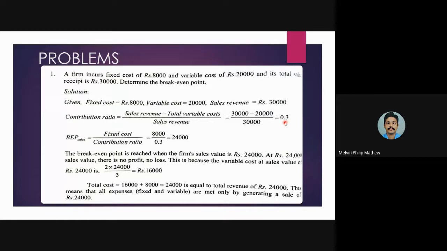Then write down in the next line, therefore BEP is equal to, we have already stated the equation, no need to write it again. So write down BEP is equal to 8,000 by 0.3. 8,000 is the fixed cost, and 8,000 by 0.3 is equal to 24,000. Write down rupees 24,000.